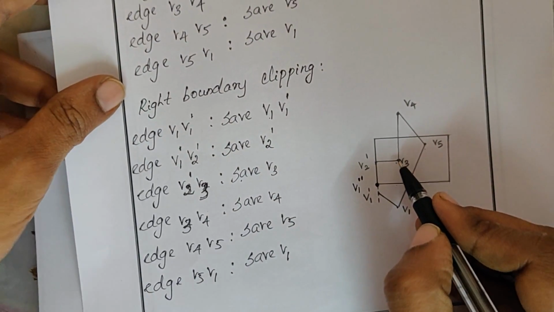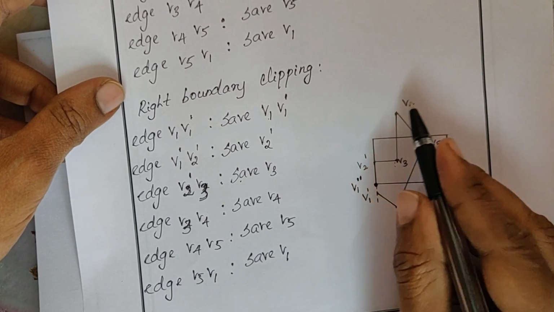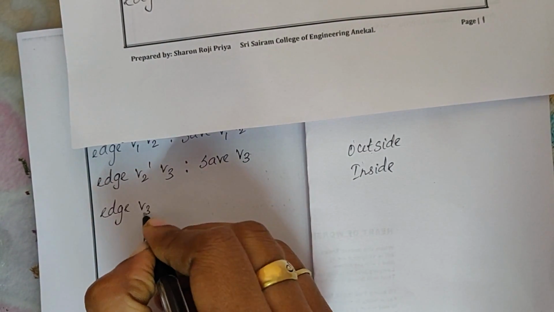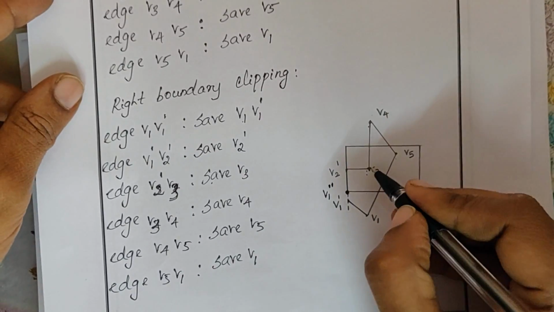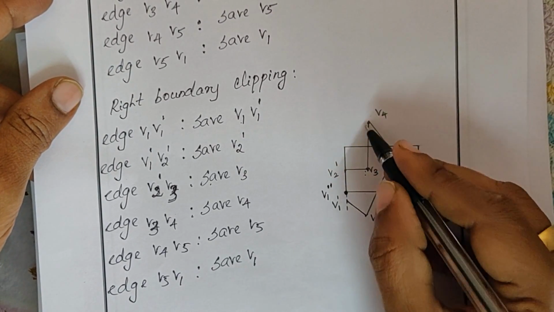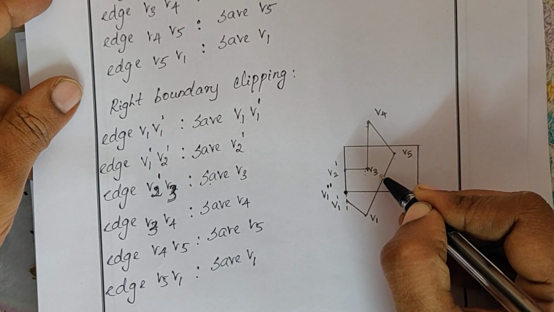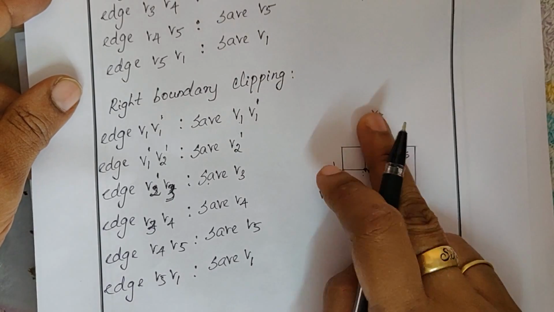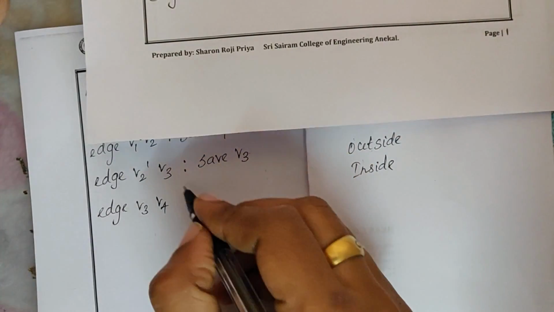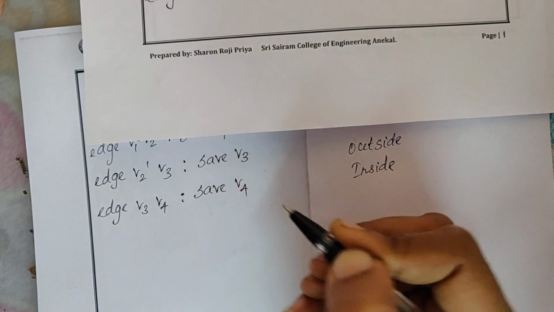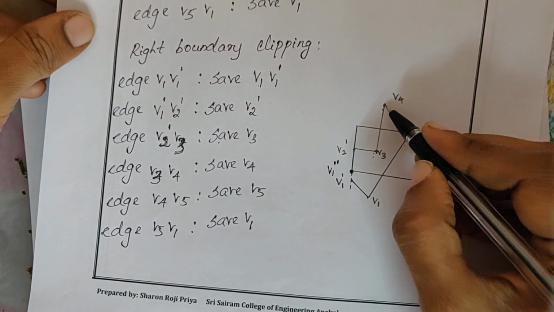Next edge is edge V3, V4. Again, both these vertices are inside my bottom boundary. This is my bottom boundary. If both are inside my bottom boundary, I have to save the end vertex. So save V4.